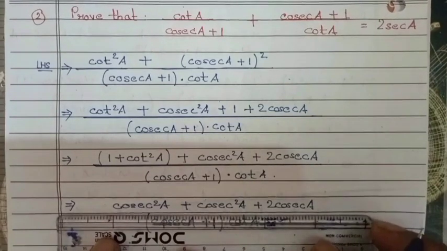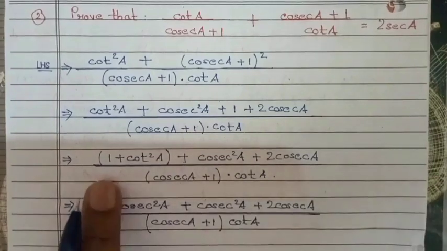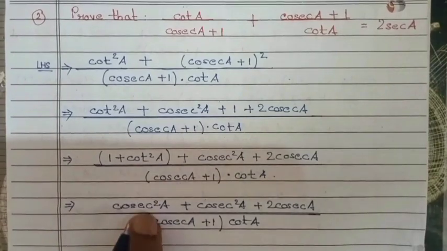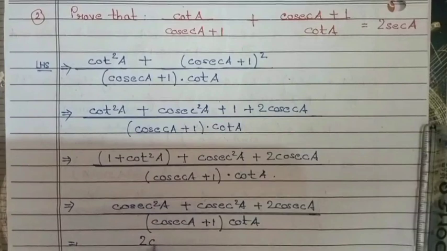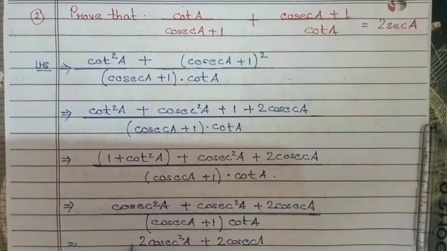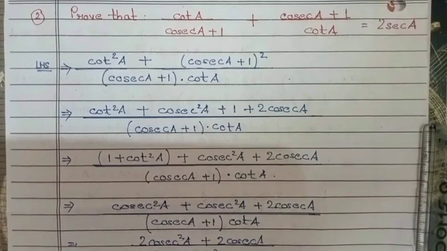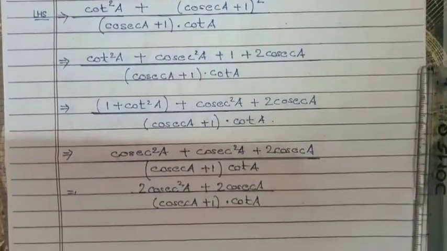So here we have used a trigonometrical identity. 1 plus cot square is replaced with cosec square. Now in the numerator place, cosec square plus cosec square will become twice of cosec square, and then we are left with twice cosec A, and in the denominator place it will remain as it is, cosec plus 1 into cot A. See, it will be like this.